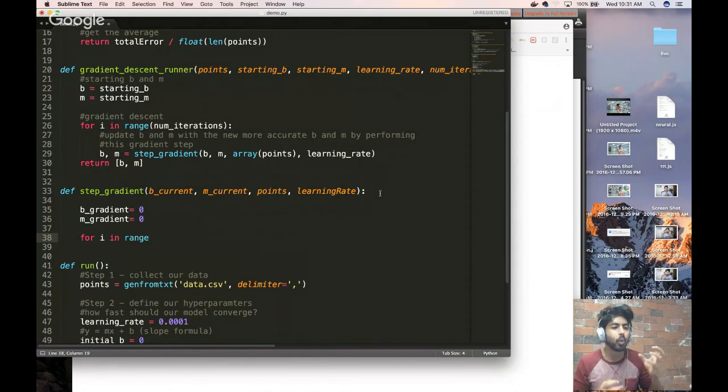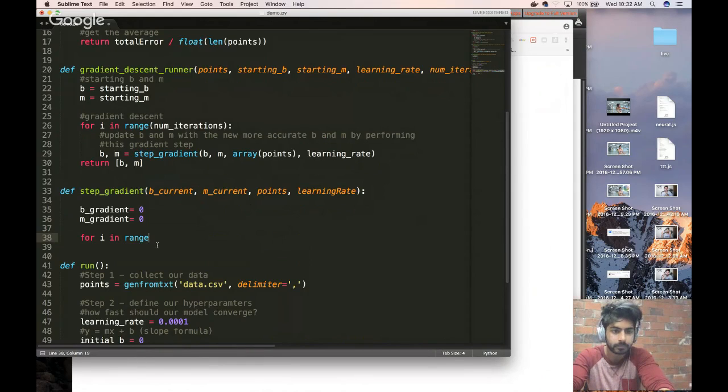Someone asked, why is the lowest point the best? The lowest point is the best because it is where our error is the smallest. And when our error is the smallest, that's when we have the line of best fit. When the error is the smallest, that B and M value, when we plug them into our slope equation, is going to give us the line of best fit. So that's why we're calculating the error.